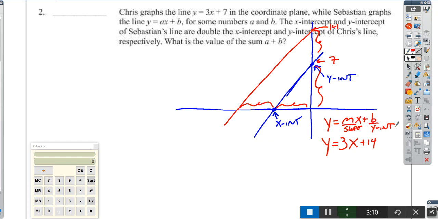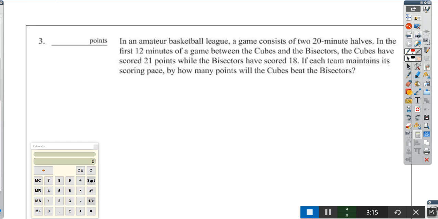That was pretty quick. Let's look at 3 and 4. In an amateur basketball league, a game consists of 2 20-minute halves. In the first 12 minutes of the game, between the Cubes and the Bisectors, okay, can we please have better names? The Cubes have scored 21 points, while the Bisectors have scored 18. If each team maintains the scoring pace, by how many points will the Cubes beat the Bisectors?